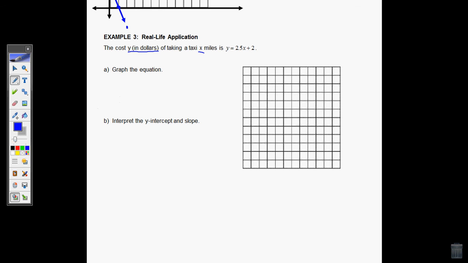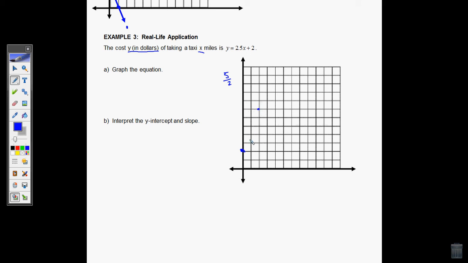Alrighty. Let's just go ahead and make my x and y axis. Very good. And then I'll plot some points. I know for a fact the y-intercept is 2, so I can plot that point at least. And then I also know that this is 2.5. What's another way of writing 2.5? How could I write that as a fraction? 2.5 is 5 over 2, which means a rise of 5 and a run of 2. Rising 1, 2, 3, 4, 5 over 2.